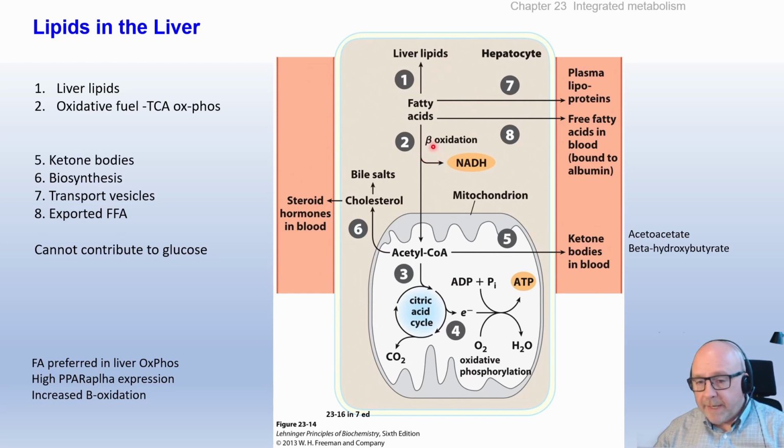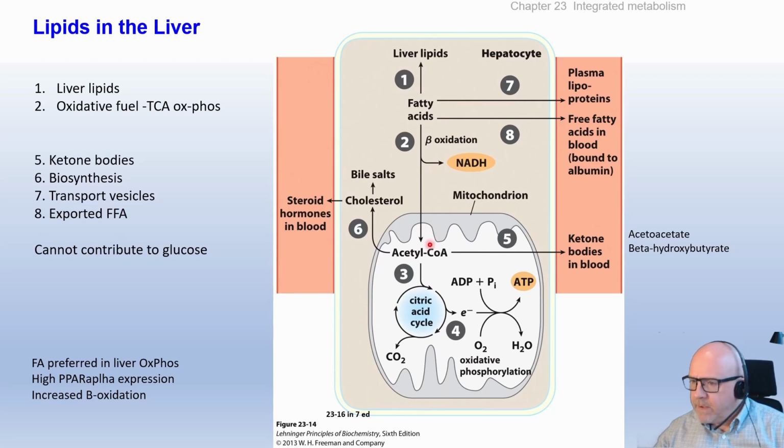Otherwise, they can undergo beta oxidation to give us acetyl-CoA for the citric acid cycle and oxidative phosphorylation and generation of ATP. And in the liver, as I said, fatty acids is the preferred source of metabolite to power oxidative phosphorylation and make ATP. And this is because of the high expression of a transcription factor, PPAR alpha, which increases beta oxidation in this tissue. So that again, the glucose that's taken into the liver can be used in other ways for other tissues, right?